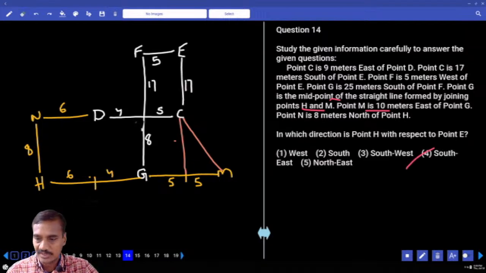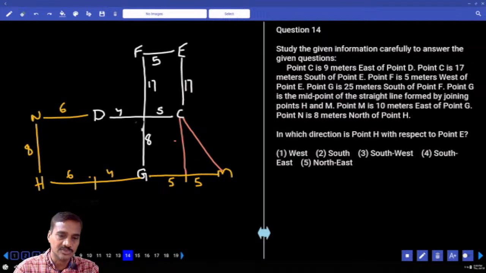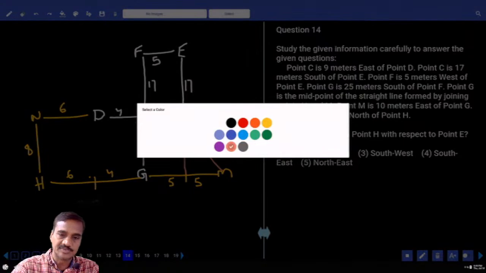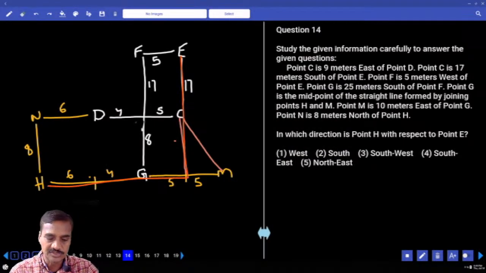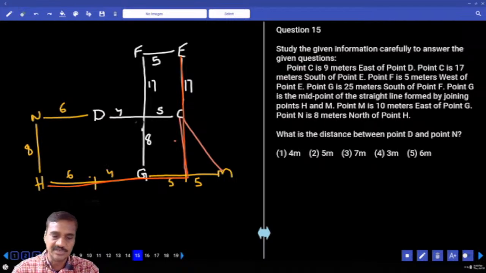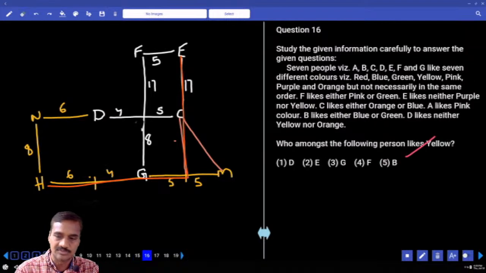And the 14th one: H is in which direction with respect to E? Now this is south and west, southwest. Southwest is choice 3. And the distance between D and N is 6 meters, that is choice 5, question number 15. Is that fine? And next one, 16 onwards.